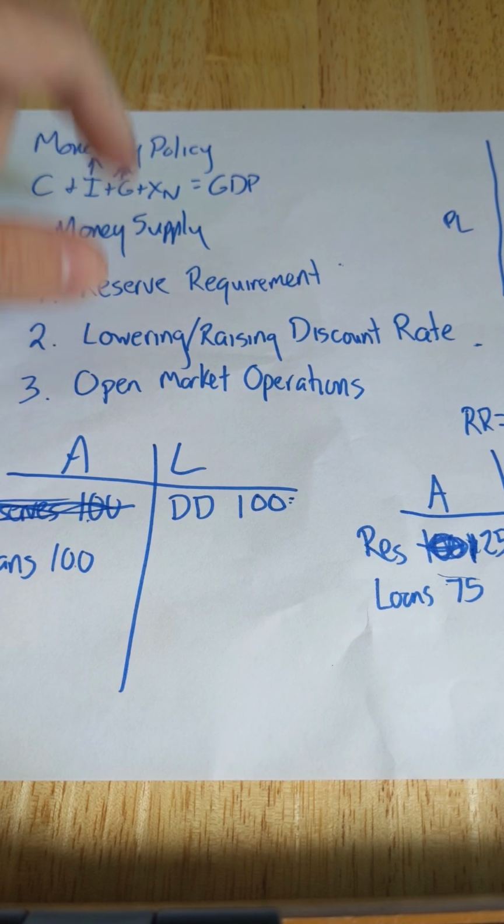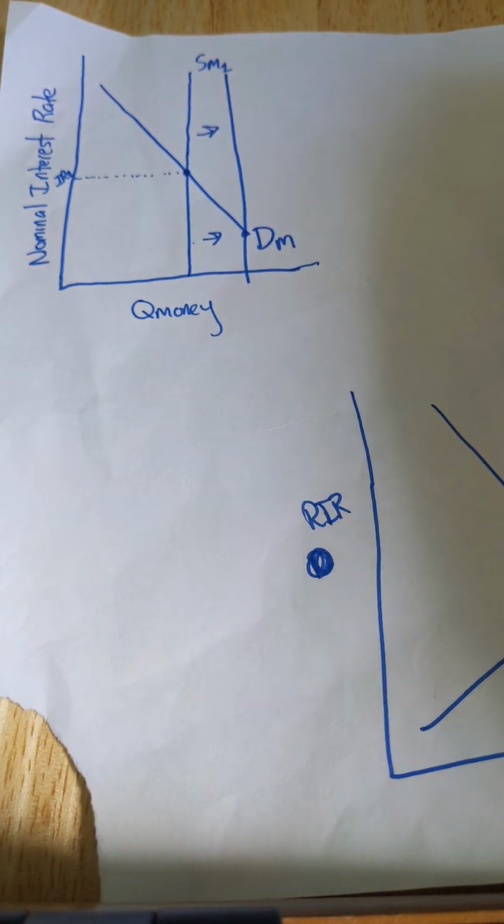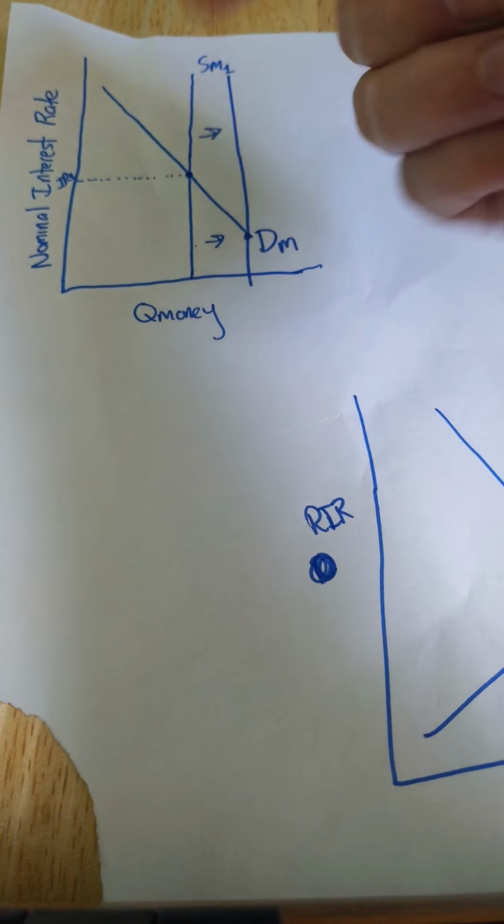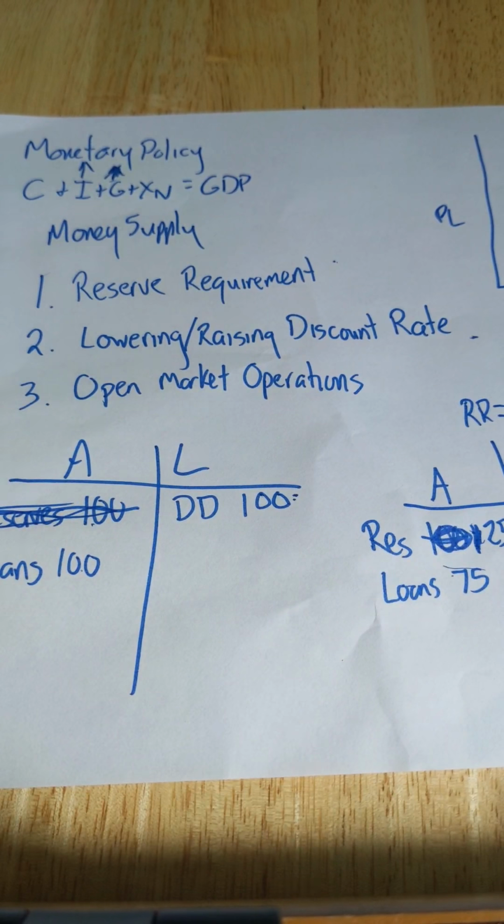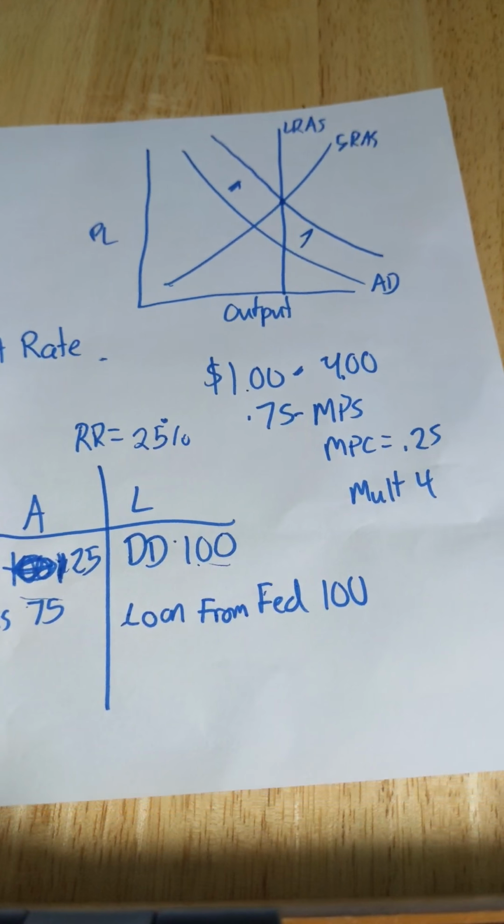And most notably, the reserve ratio is actually going to give us the multiplier. And so what it'll do is it'll expand the supply of money, which lowers interest rates and raises GDP. All right. So it works like this.